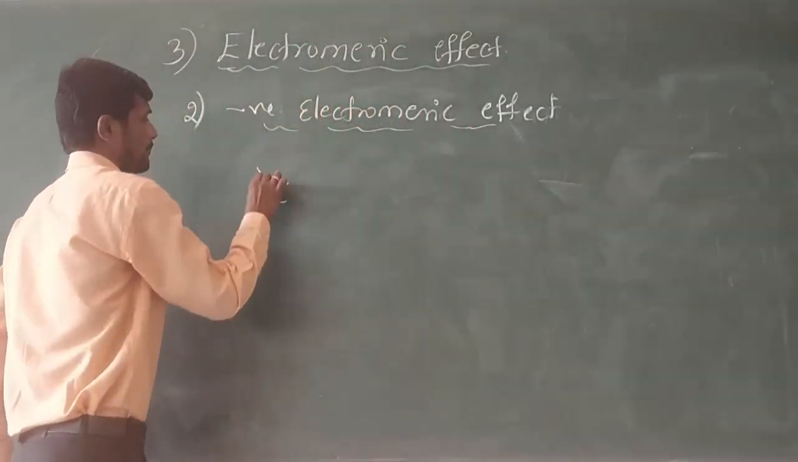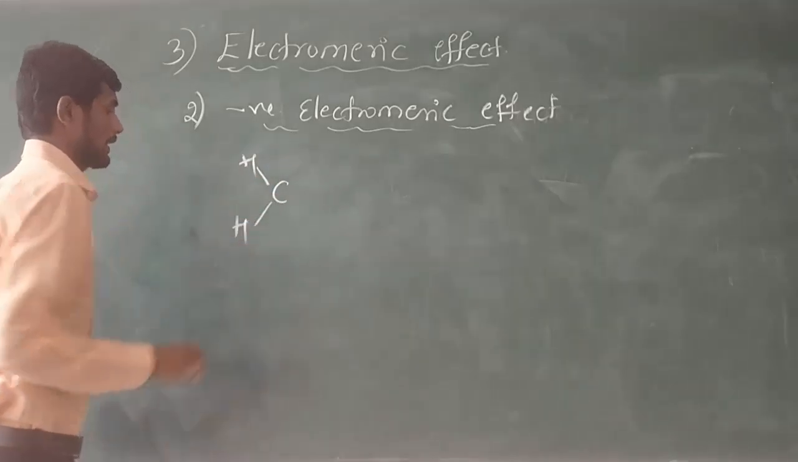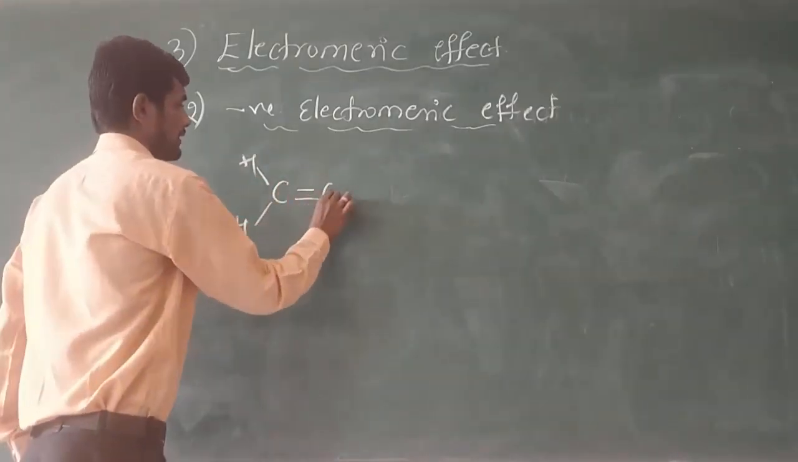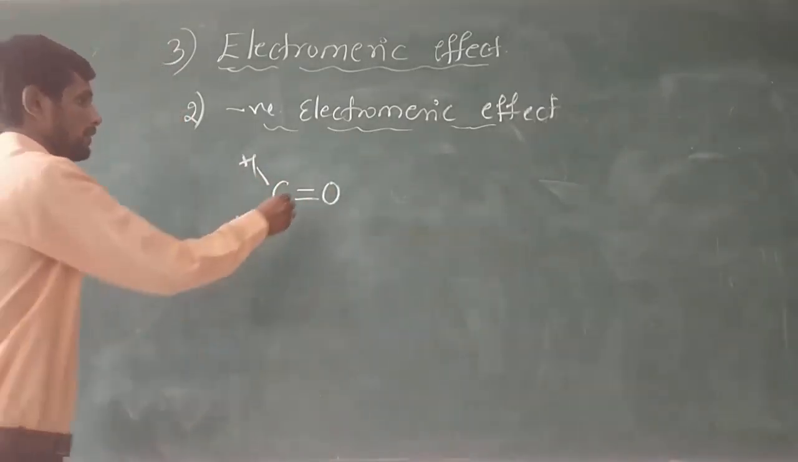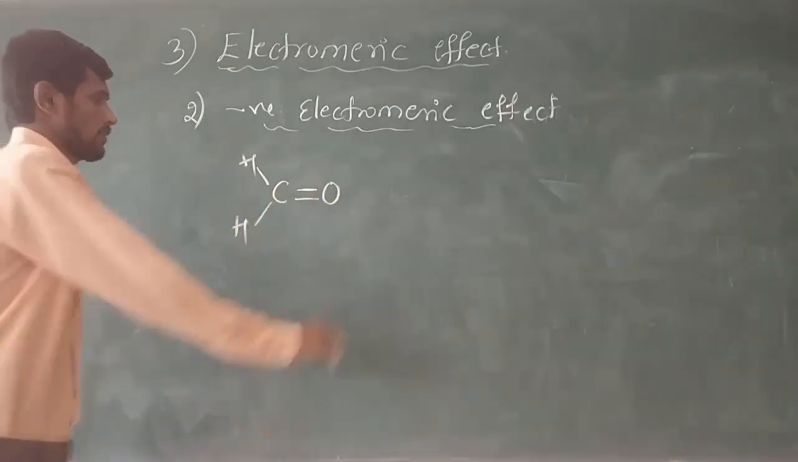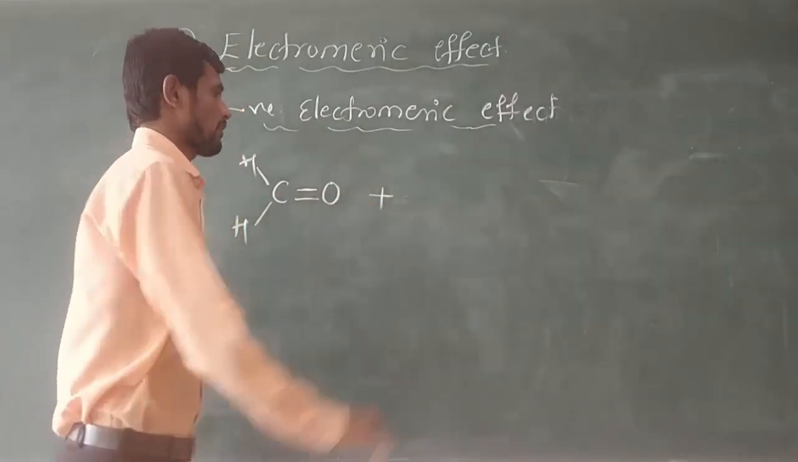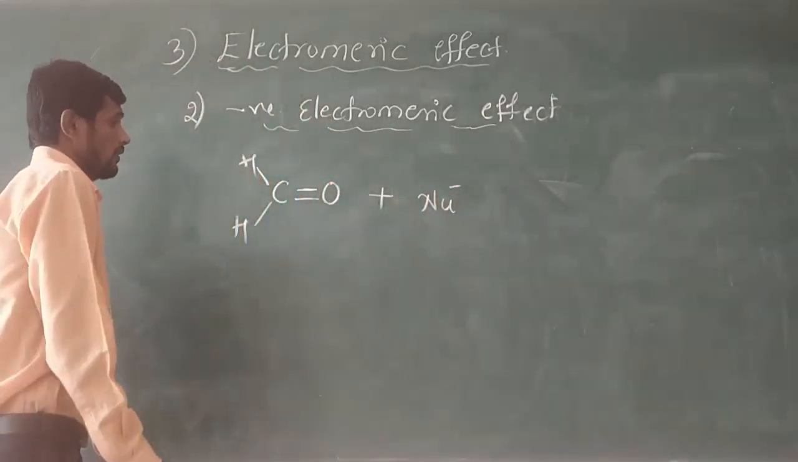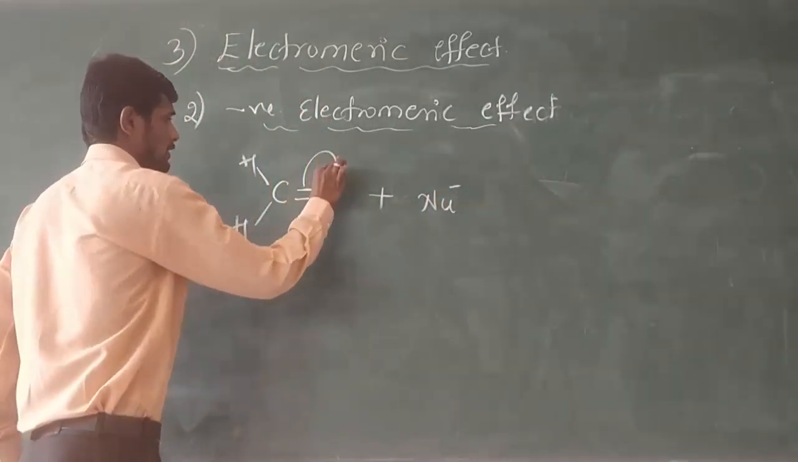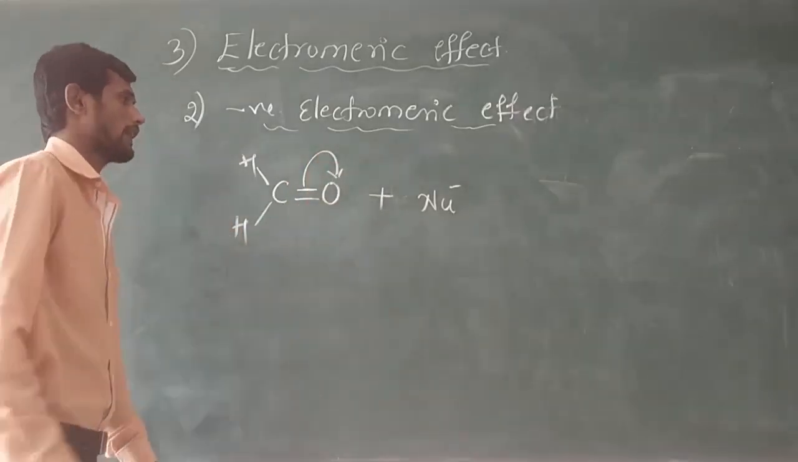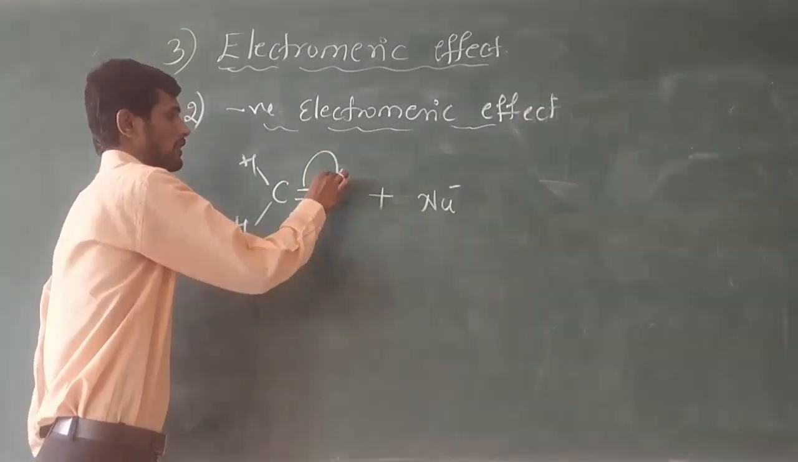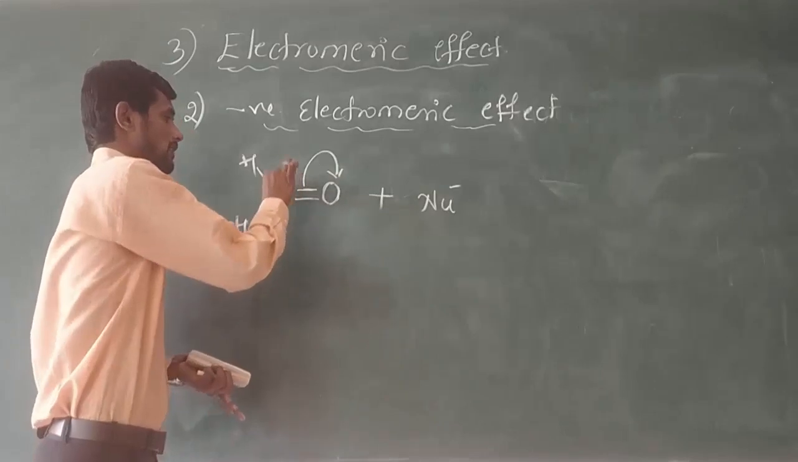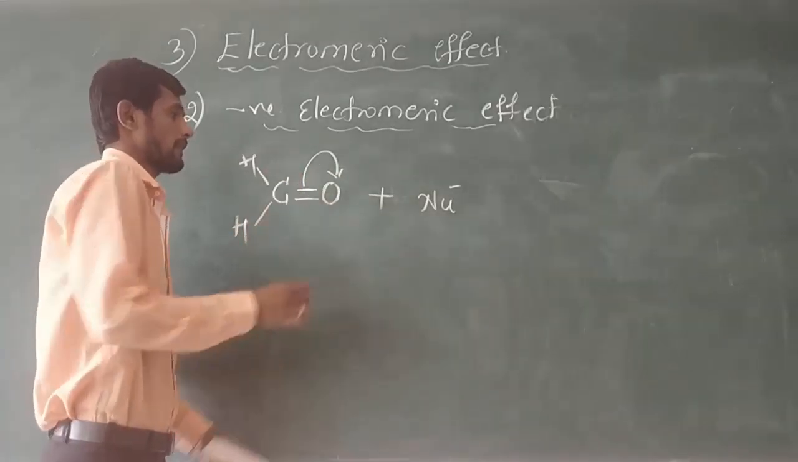Let's take this example. Here I will take two hydrogen atoms and oxygen with a double bond. Now the substituent group is a nucleophile. If the electrons are displaced, why? Because here oxygen is a more electronegative atom than this carbon atom, therefore it accepts the electrons.